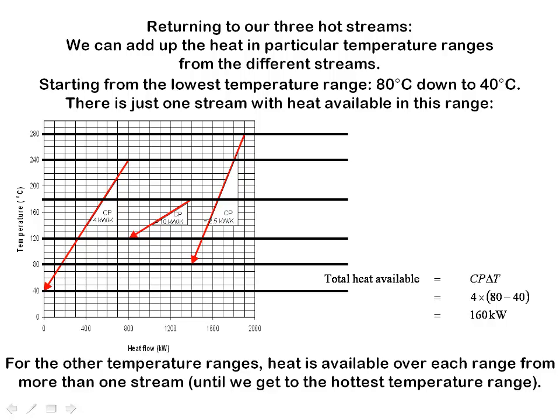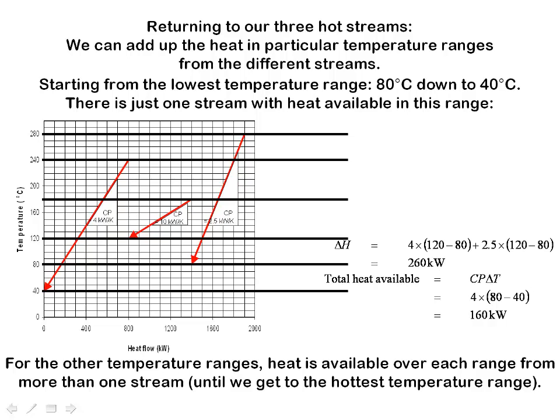Now for the other temperature ranges, heat is available over each range from more than one stream until we get up to the very top again, where once again we've just got heat at that very highest temperature in just one of our streams. But for the others, there's several possible sources of heat at that temperature. So let's add them up.